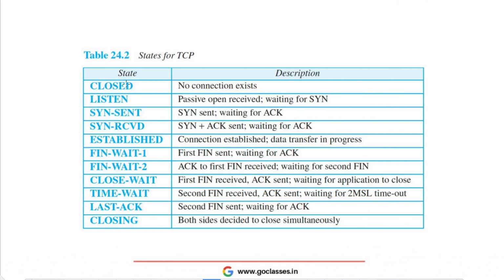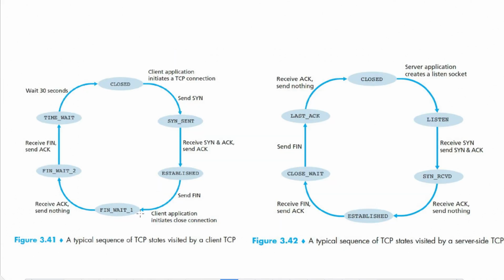See here, I have written the state description, what each state means, and here I have the state diagram. This is the state diagram of the client. Initially the client is closed, then SYN sent, then established, then FIN wait 1, FIN wait 2, and then time wait. And this is the state diagram for the server. Initially it is closed, then, without any activity, the server just goes to the listen state, which means the server is on. Sometimes the server is off, sometimes it is on. If the server is off, it is in the closed state. If the server is ready to listen, it is in the listen state.